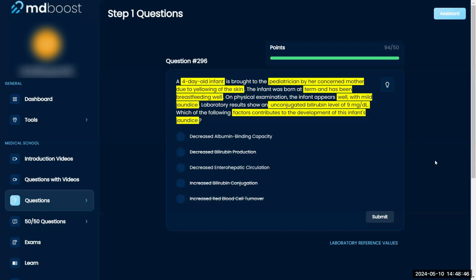I don't know between these two. What's your gut say? My gut is saying it's A. I don't like C for some reason. Decreased enterohepatic circulation. Decreased albumin binding capacity. To me, I think it's A. I don't know.